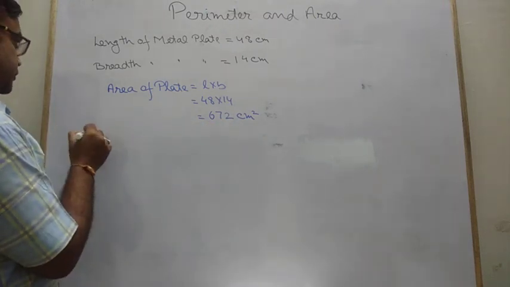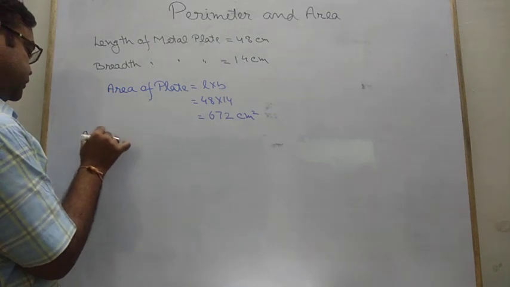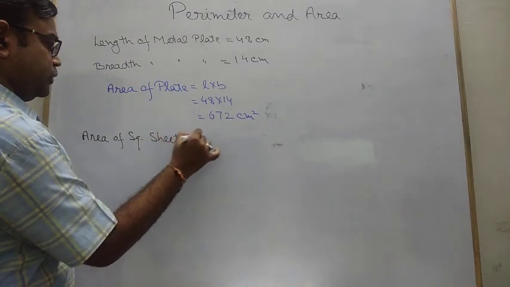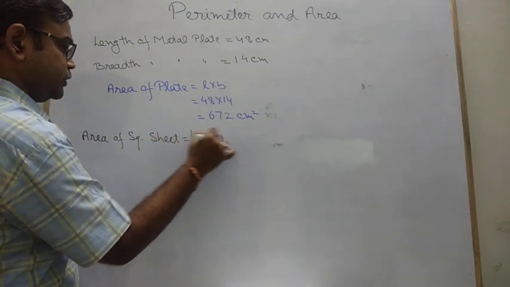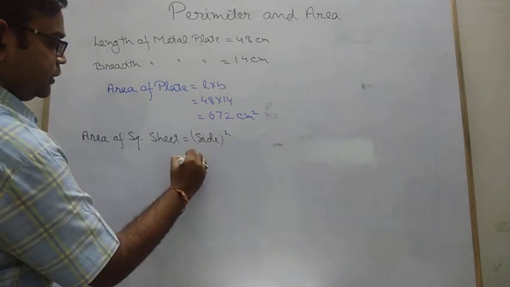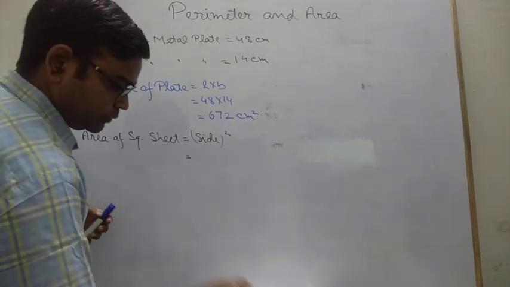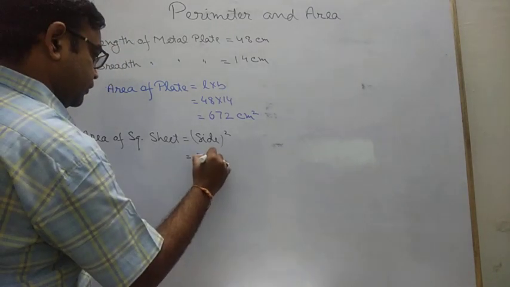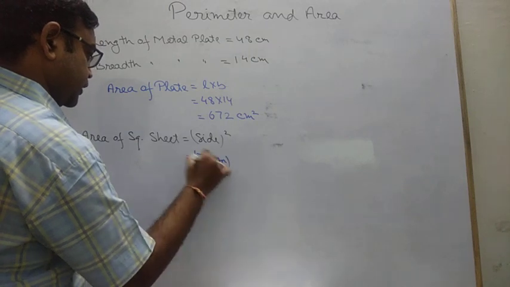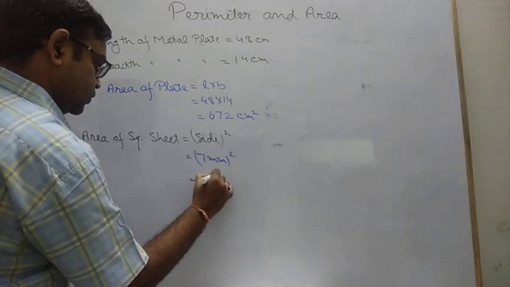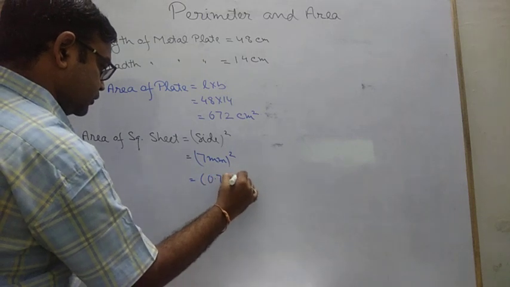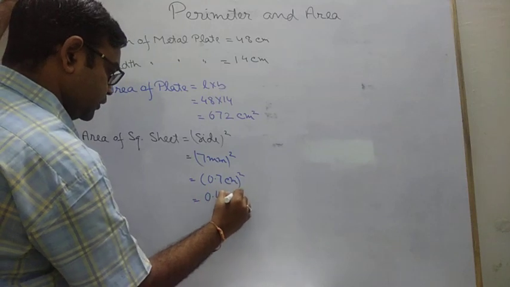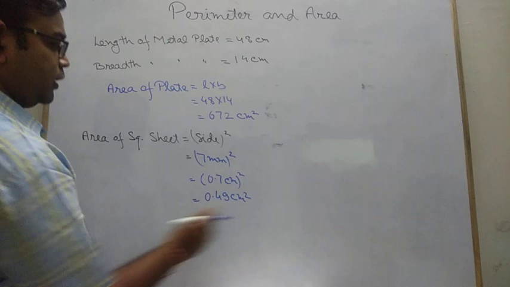Now here it is given the area of the square sheet equals side whole square, and in this case the side is given to us, that is your 7 millimeter. 7 millimeter we have to convert into centimeter. So we can easily convert. It's 0.7 centimeter. 0.7 times 0.7 is 49, 0.49 centimeter square. So all are in the same unit.